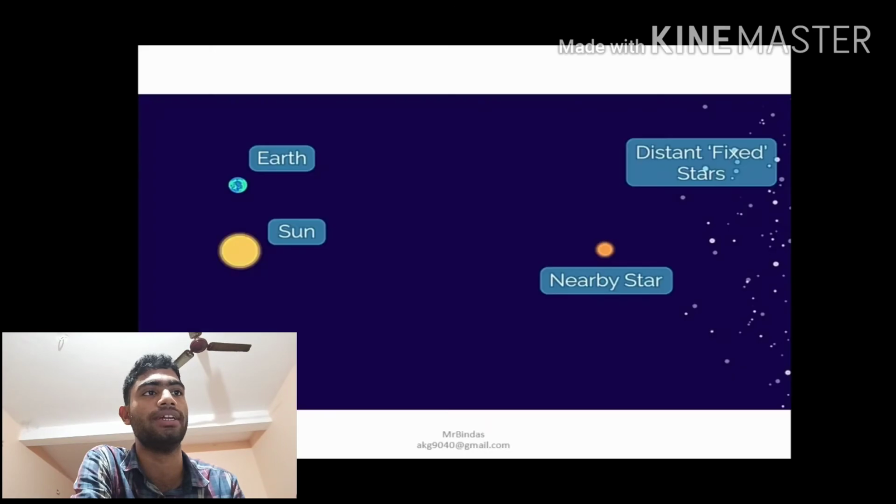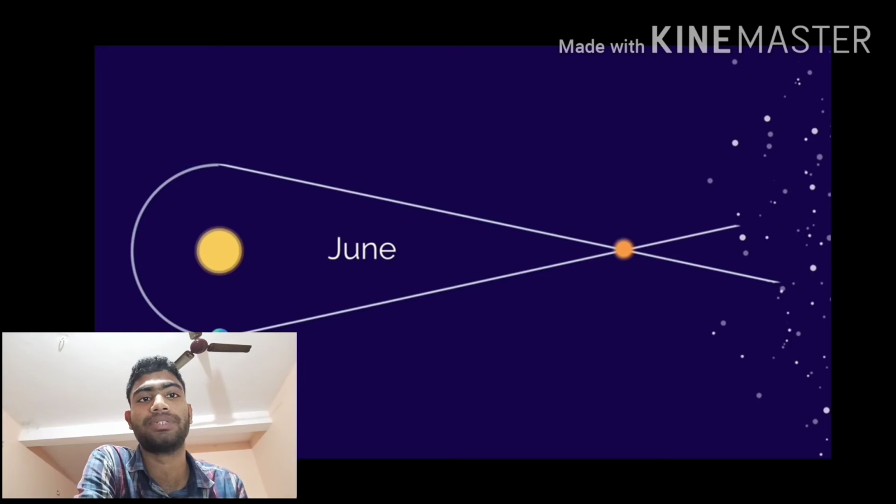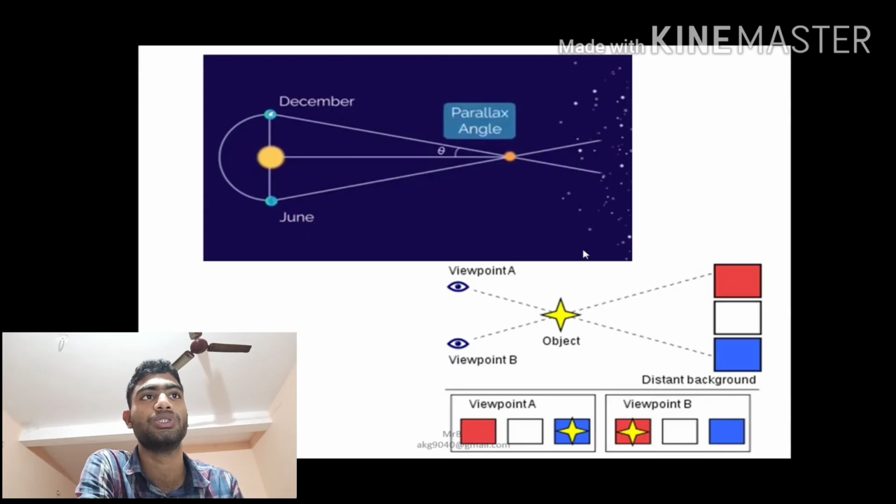We will calculate the distance between nearby stars and the earth. To calculate this distance, we have to consider some distant star and the sun. When in the month of December, the earth is at a position, after 6 months it will change its position, and it is given by the month June.